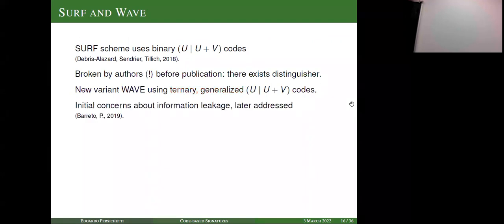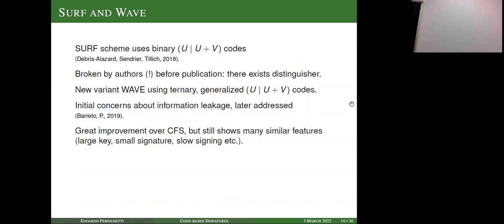Then Paulo Barreto and I were not sure that this was actually leak-free. So then they changed the way they do the sampling. And then, basically this improves over CFS. It is still the same kind of animal, I want to say. So we have a large key, we have a small signature, the signing is kind of slow.